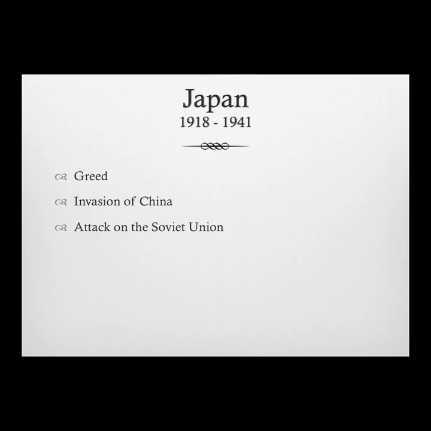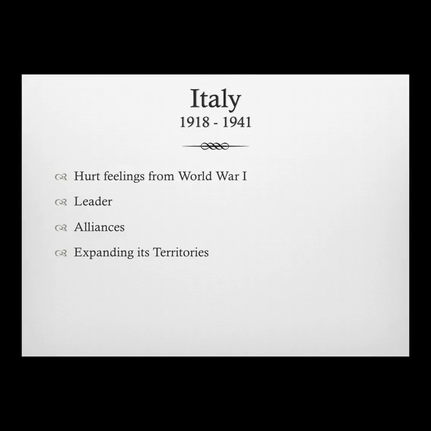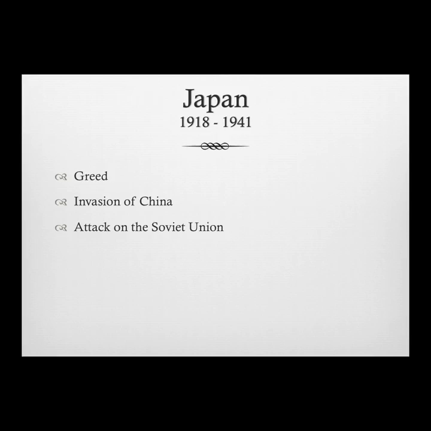Japan. After signing the Treaty of Versailles, Japan felt like it had gotten ripped off when it came to splitting up the colonies of the losing side, Germany and Austria-Hungary. The greed caused Japan to invade China, which they did very successfully, and Japan turned to Russia, where they suffered a defeat. Then the Japanese turned their attention to the U.S. territories in the Pacific.